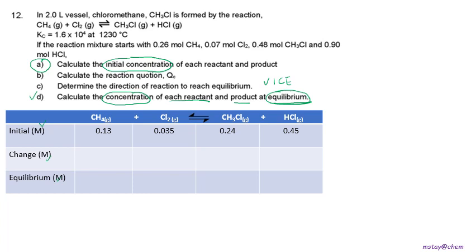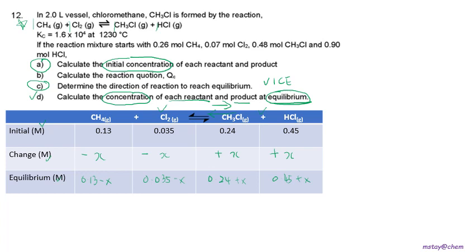For your information, because initially both reactants and products are present, we have to decide whether the reaction is going to shift to the right or shift to the left. Based on the answer in part C, we know that the reaction shifts to the right. If the reaction shifts to the right, that means the amount of CH4 is getting less, Cl2 also getting less, but CH3Cl and HCl will be getting more and more. Based on the chemical equation, the ratio is 1:1:1:1, so it's minus x, minus x, plus x, plus x. Then we have the equilibrium row: 0.13 minus x, 0.035 minus x, 0.24 plus x, 0.45 plus x.